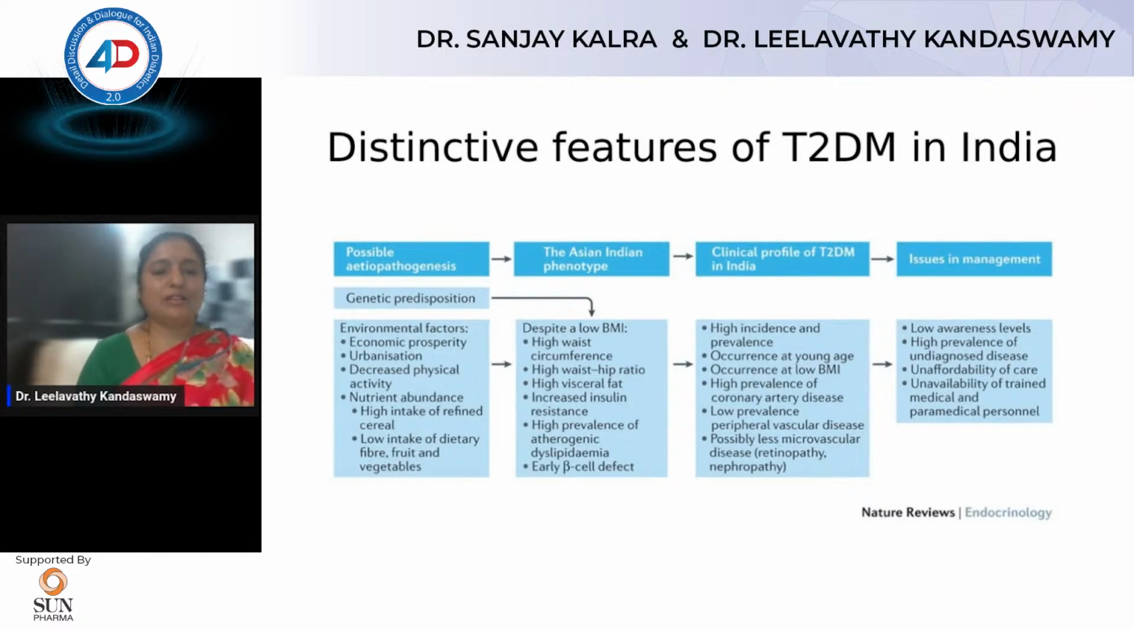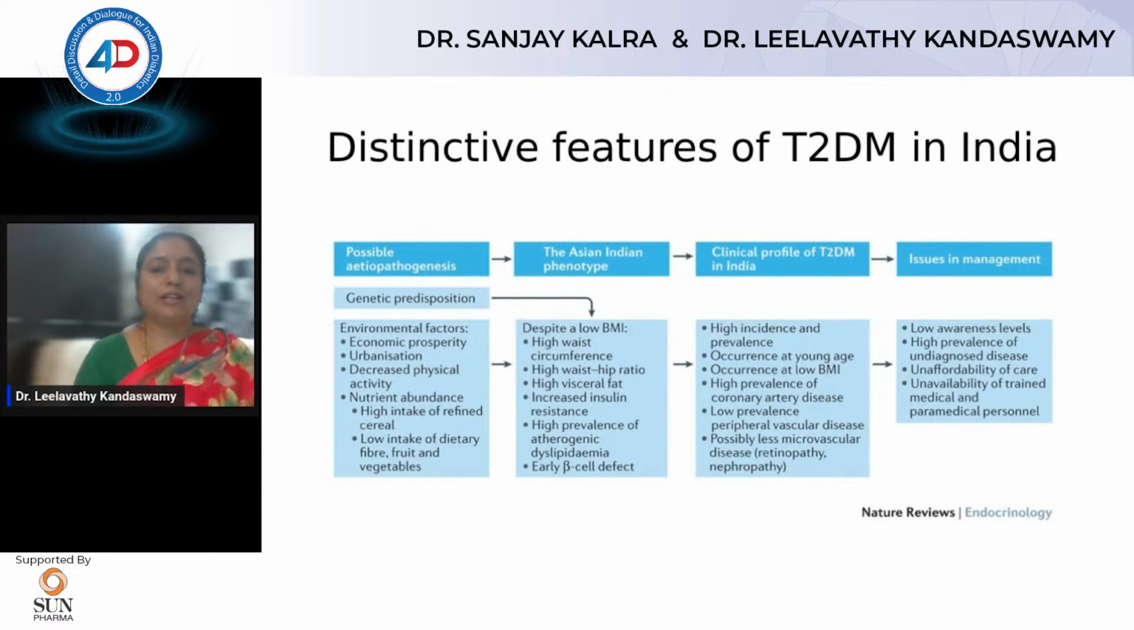And when we talk about the Asian phenotype, despite having a low BMI, we have a high waist circumference, high waist hip ratio, high visceral fat, increased insulin resistance, high prevalence of atherogenic dyslipidemia, early beta cell defect, all of which increase the risk of diabetes.